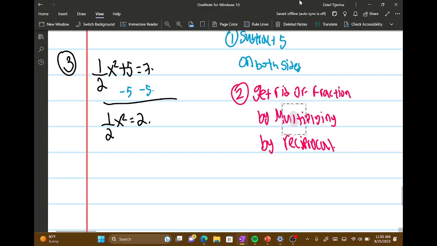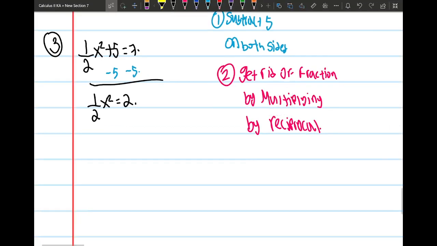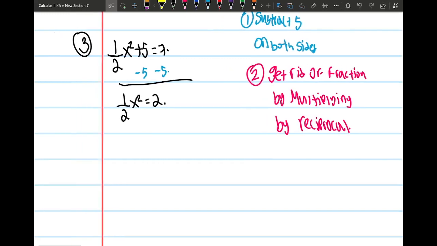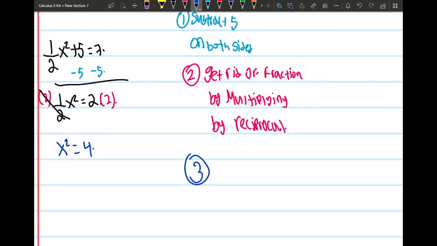Okay, so let's go ahead and do full screen again. So let's see here. We want to get rid of the fraction by multiplying by the reciprocal. So doing that, we would multiply times 2 on both sides here. And so I know that this gets rid of this. So then we end up with 1x squared. So it'd be x squared is equal to 4. And then lastly, my last step is to take square roots.